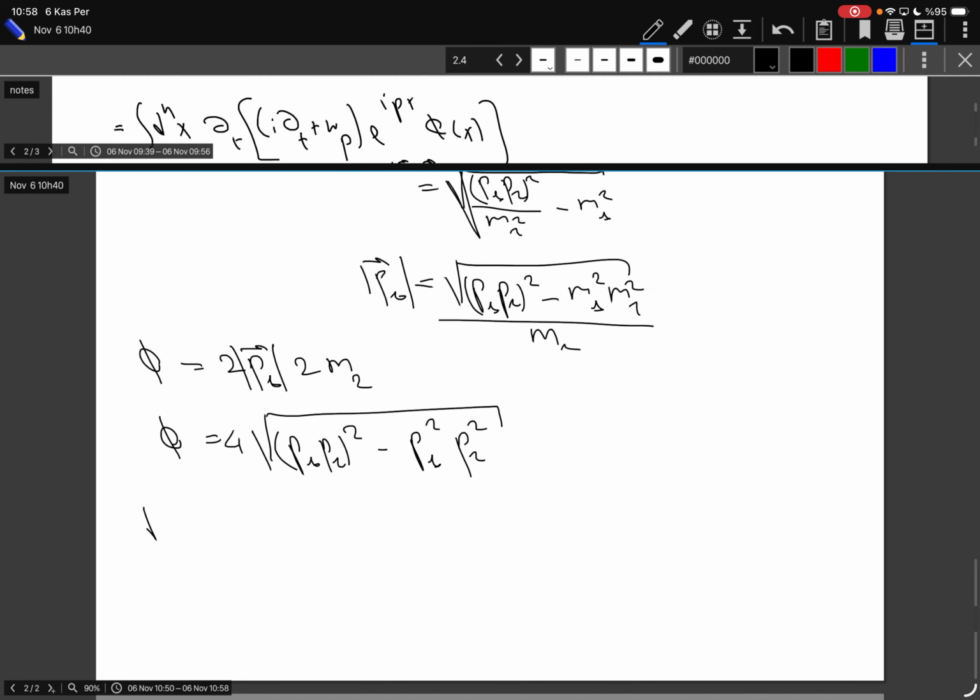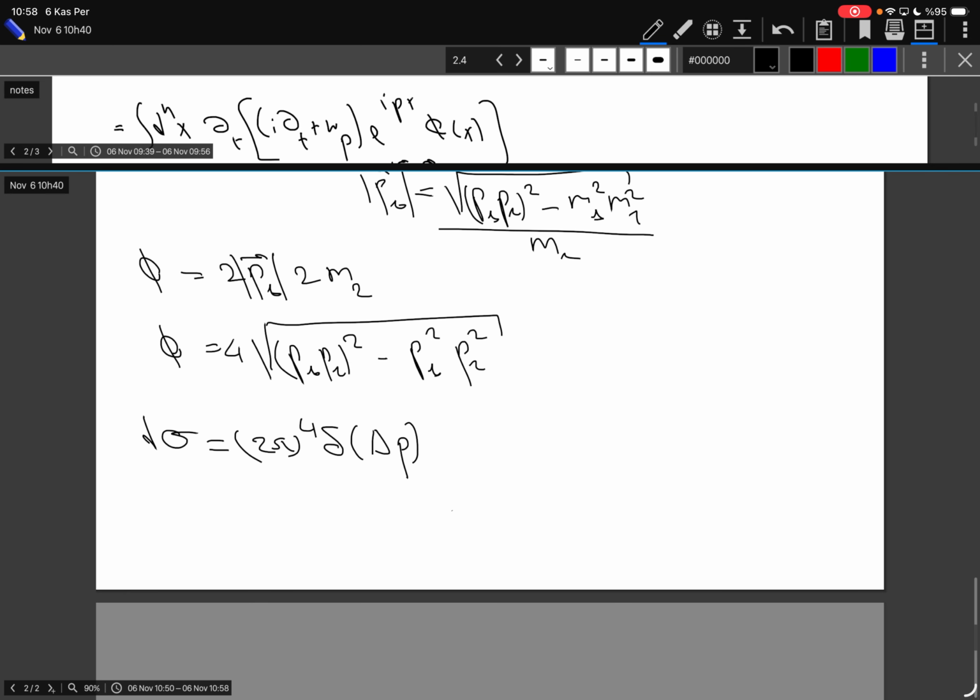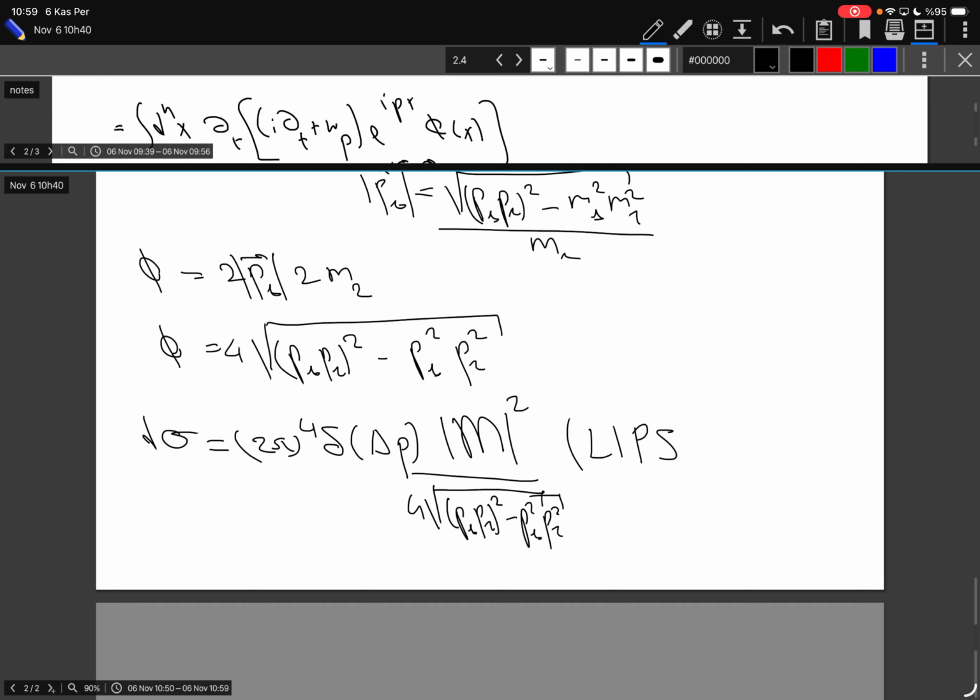So now I can write the scattering cross-section as (2π)^4 Dirac delta of delta P. This is the energy momentum conservation. The matrix element squared, divided by 4 times this square root, times the Lorentz invariant phase space factor.